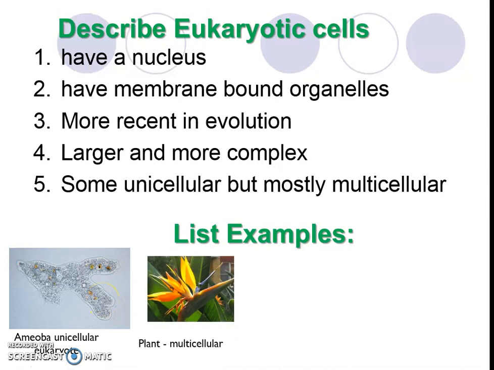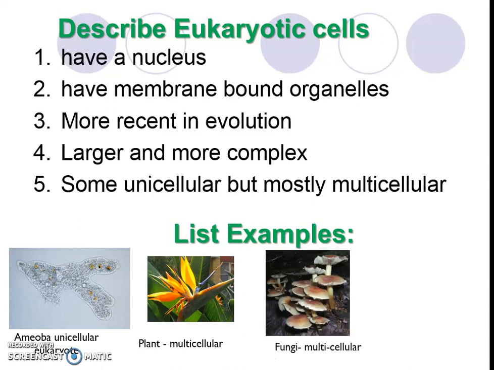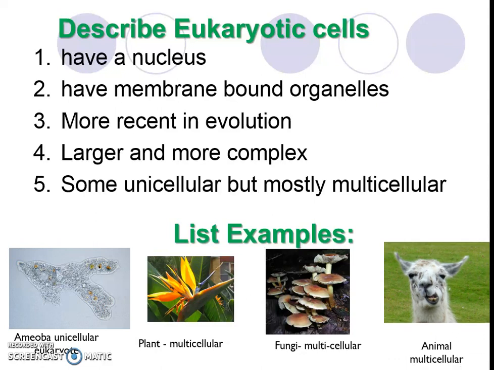Plants are eukaryotes. They all have nuclei or nucleus. Fungi are multicellular and also have a nucleus. And animals. So you are a eukaryote. You have a nucleus. Prokaryotes have no nucleus.